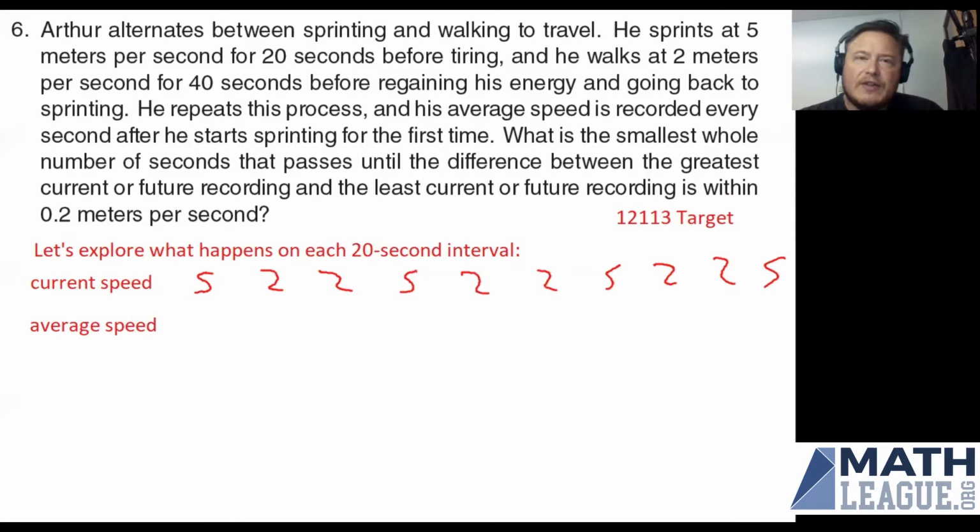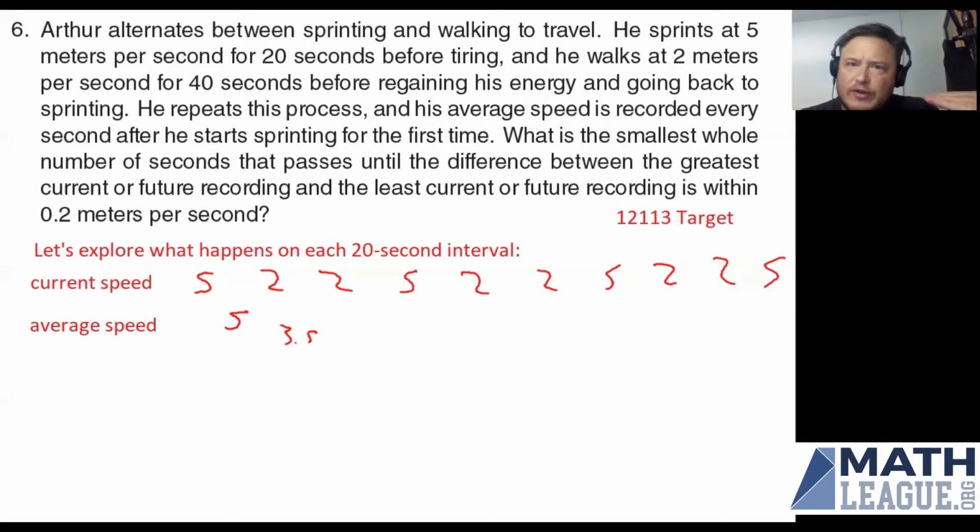What's going to happen is that throughout the first 20 seconds, his speed is always 5 meters per second. So in particular, by the end of that first 20 seconds, his average speed has been 5 meters per second. Now, once we get to the second 20-second interval, he has spent 20 seconds at 5 meters per second, 20 seconds at 2 meters per second. So the average is going to be halfway in between those. The average between 5 and 2 is 3.5.